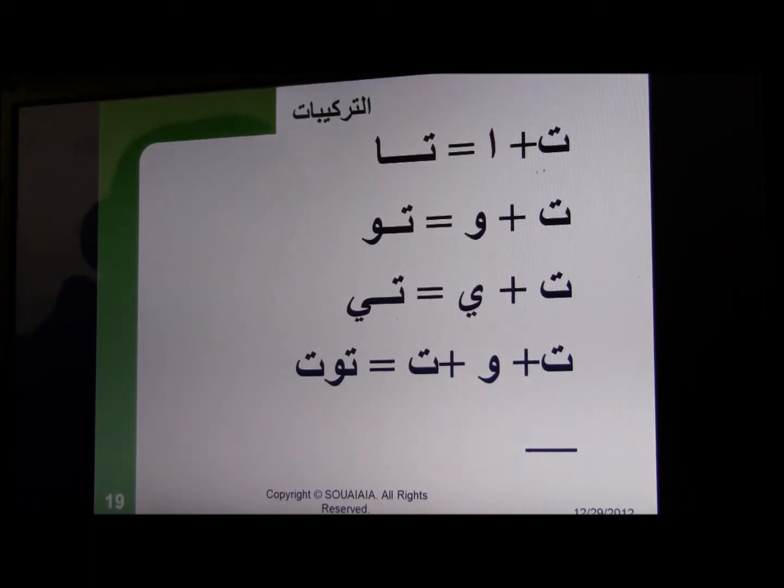Let's assign some long vowels. We're going to assign the A, U, and E. These are the long vowels. A, U, E. You assign it to this consonant, and this is how to write it. Thaa, Tu, and T.